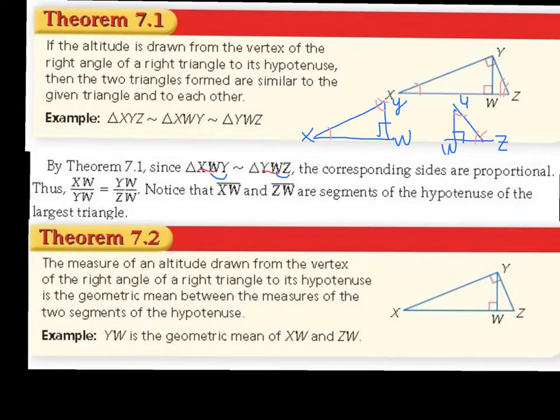The measure of an altitude drawn from the vertex of the right angle of a right triangle to its hypotenuse is the geometric mean between the measures of the two segments of the hypotenuse. So in this one, YW is the geometric mean of XW and XZ. So I'm adding variables here so we can have something to hang a hat on. So our definition of geometric mean, we'd say x equals the square root of ab.